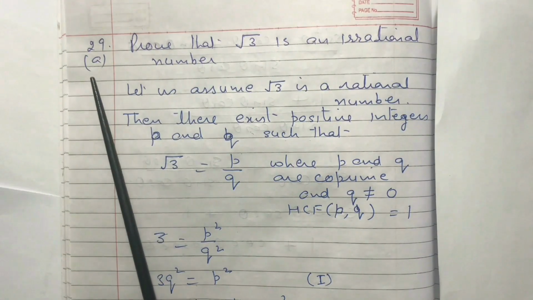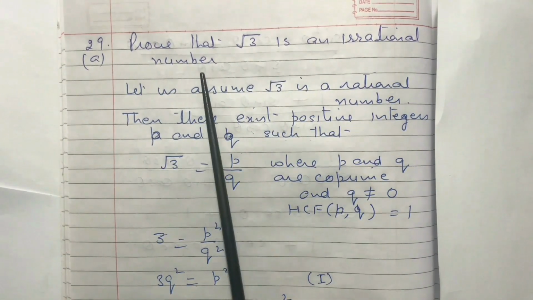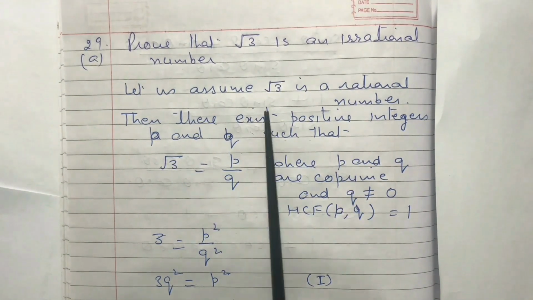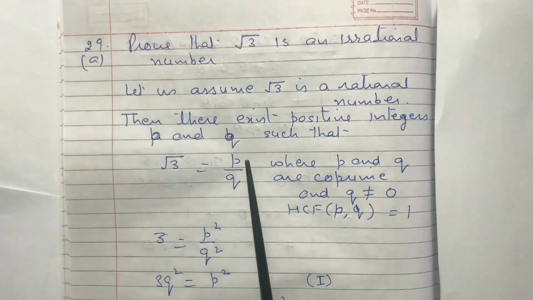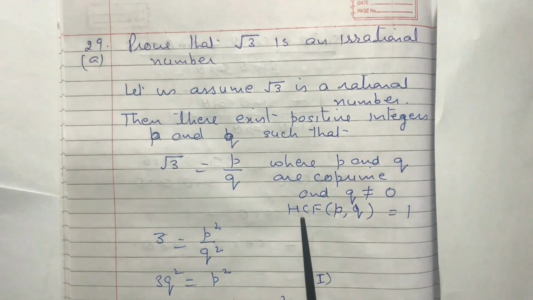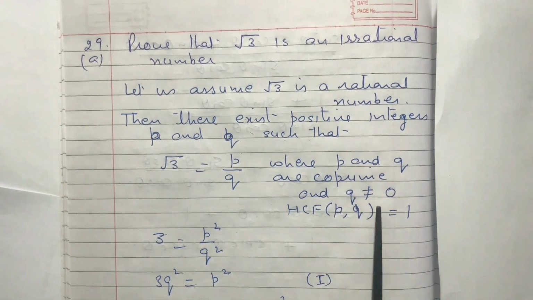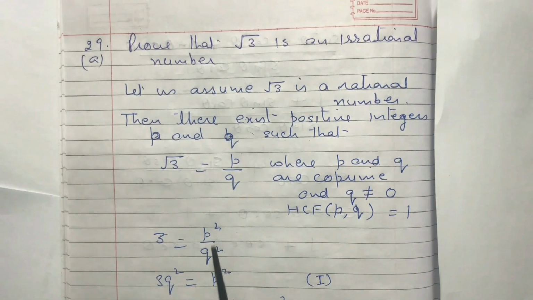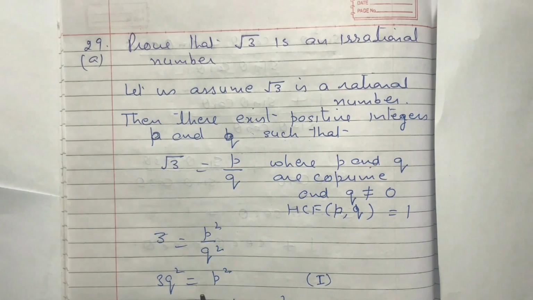Now 29 question A part. Prove that root 3 is an irrational number. Let us assume root 3 is a rational number. If this is a rational number, this can be written as P by Q, where P and Q are co-prime, and co-prime means HCF of P and Q is 1 and Q is not equal to 0. So squaring both sides, you will have 3 is equal to P square by Q square. Cross multiply, you will get 3Q square is equal to P square.